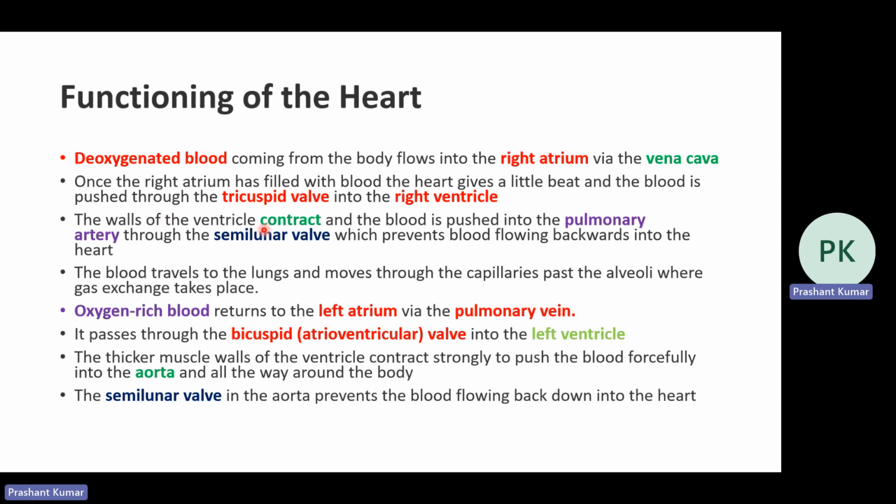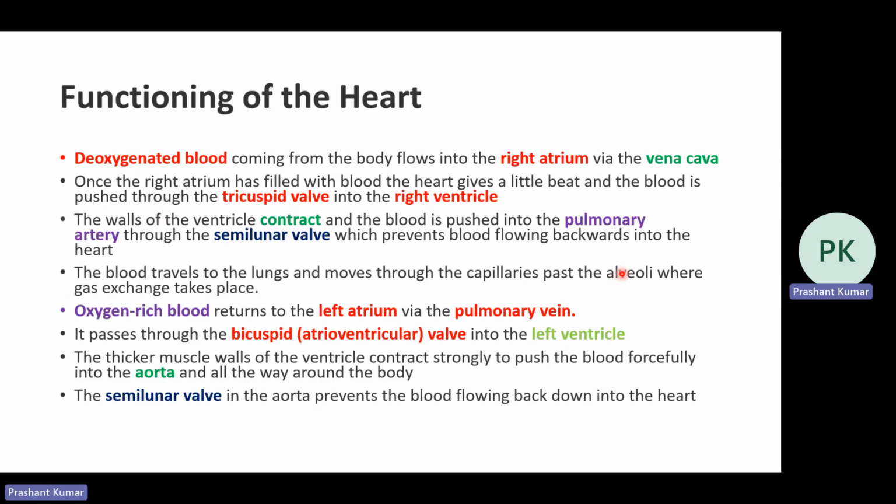The wall of the ventricle contracts. Now the lower part is going to contract. Then the blood pushes into the pulmonary artery through the semilunar valve, and blood will go to the lungs, where the vessels are converted into capillaries, and capillaries surround the alveoli. Alveoli is a sac-like structure present in the lungs which contains oxygen.